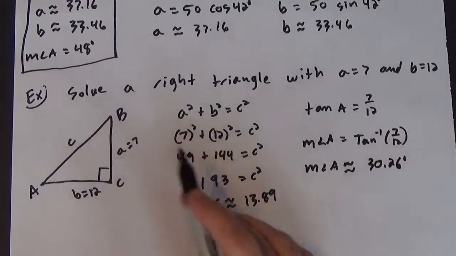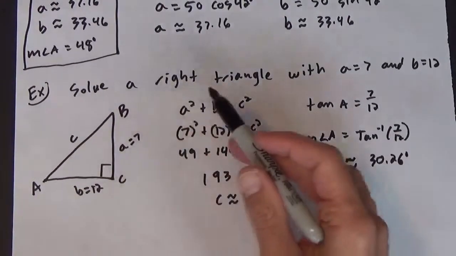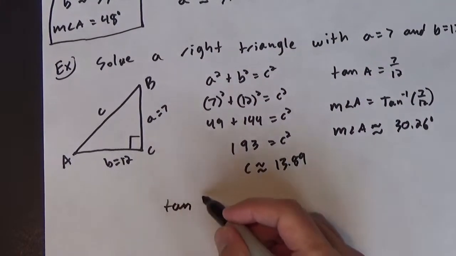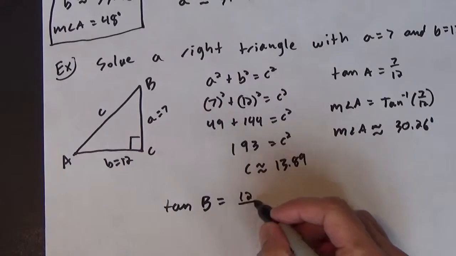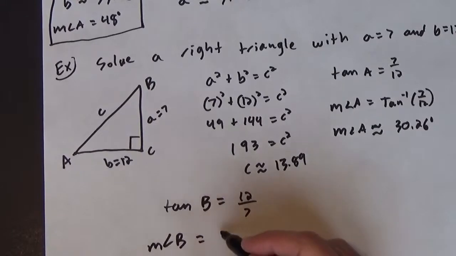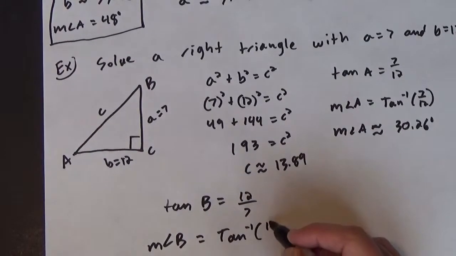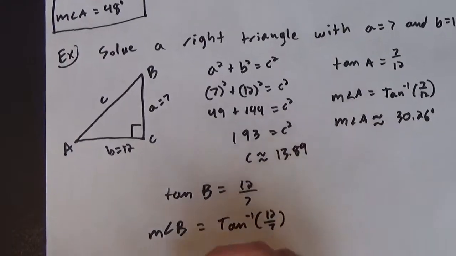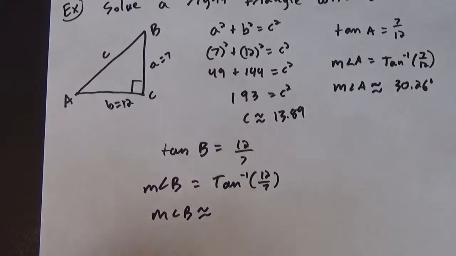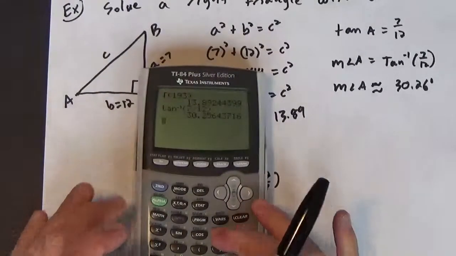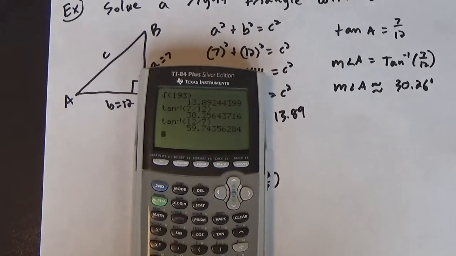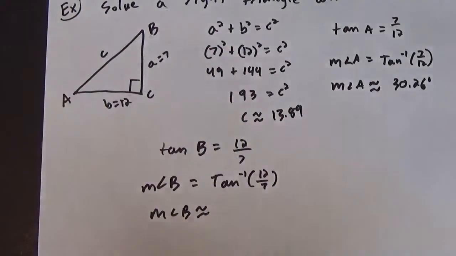All right, one more part to go, B. And again, we got to go back to our original information. So looks like we're going to use another tangent ratio. So the tangent of B is the opposite, 12 over 7. So the measure of angle B is going to equal the inverse tangent of 12 over 7. That means the measure of angle B is approximately the inverse tangent of 12 divided by 7, and that is 59.74 degrees.